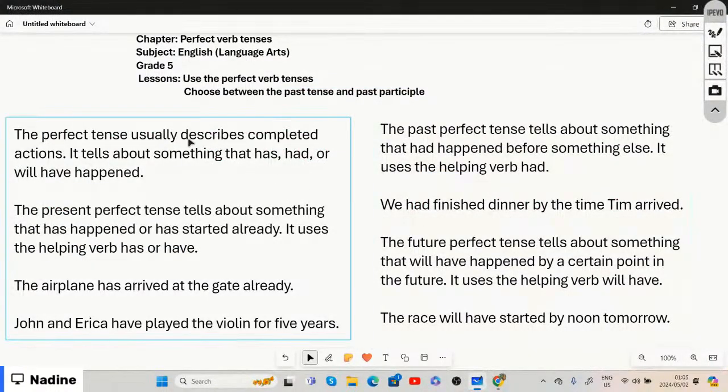So our chapter is perfect verb tenses. Our subject is English language arts, grade 5. And the lessons that we're going to be focusing on are to use the perfect verb tenses and to choose between the past tense and the past participle.